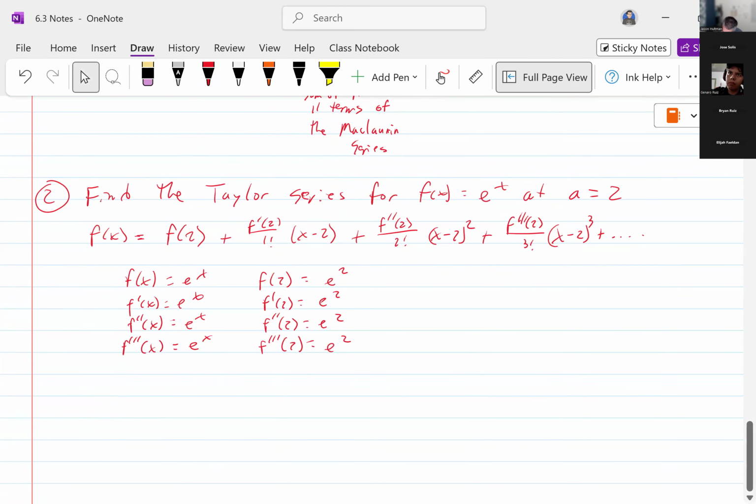Okay, so we know that f of x is equal to e to the 2 plus e to the 2 times x minus 2 plus e to the 2 over 2 factorial x minus 2 squared plus e to the 2 over 3 factorial x minus 2 cubed plus dot, dot, dot.